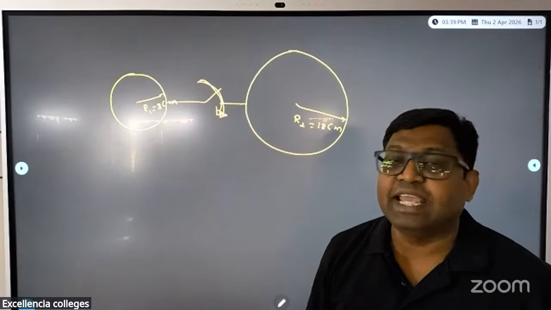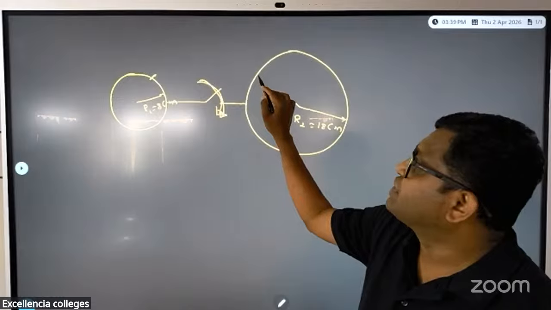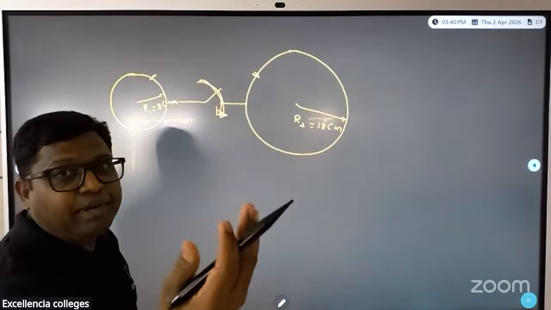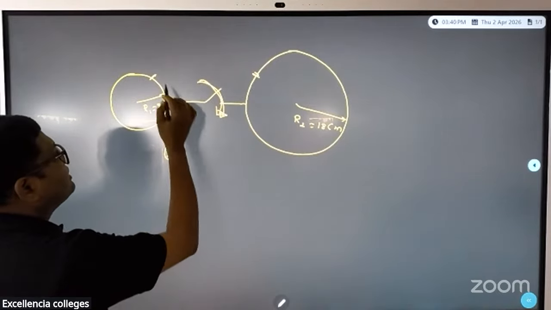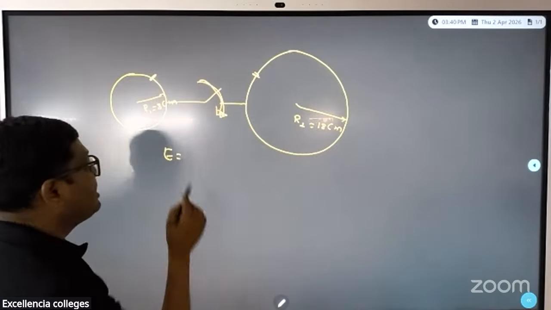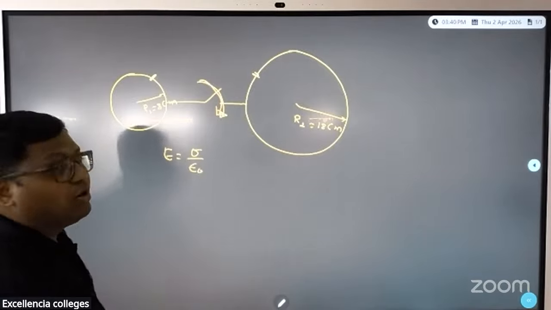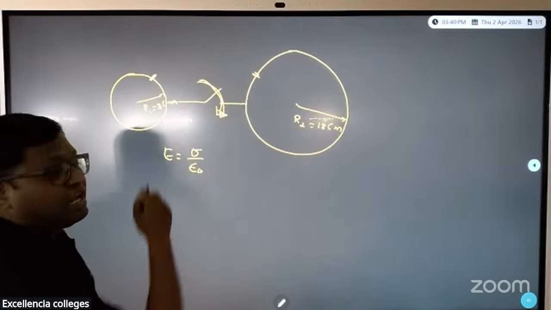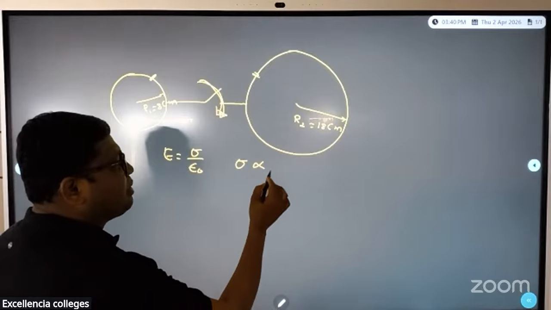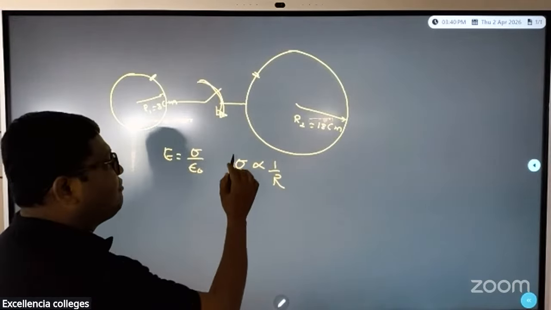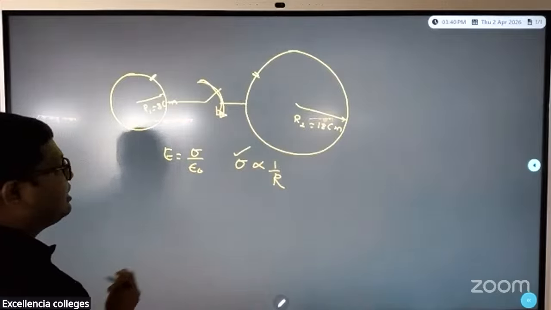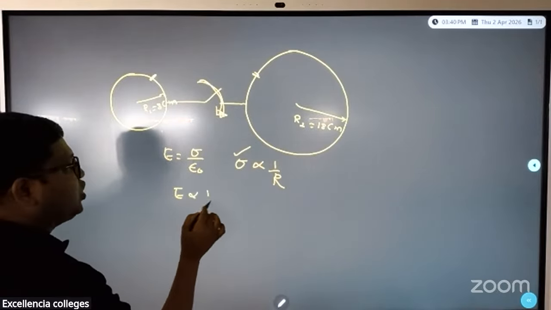you are asked to identify the ratio of the electric fields on the surface of the first sphere to that of the second sphere. How do we identify? We know that the property of a metal conductor is that charge resides on the outer surface, and the electric field present on the periphery is given by E is equal to sigma by epsilon naught. We also know that for a metal conductor, sigma is proportional to 1 by r, that is, surface charge density varies inversely with the radius of curvature. So we can understand that E is proportional to 1 by r.